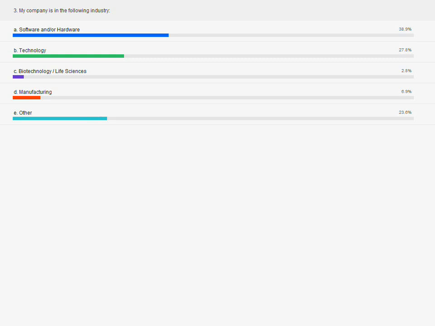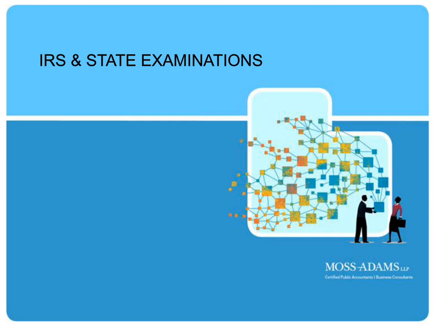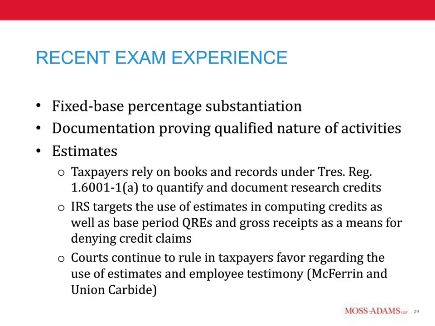So something that's always an area of concern is how the IRS and the states are going to be treating the R&D credit upon exam. So we'll have Travis take us through that. Travis? Sure, thanks. So IRS and state examinations, we want to talk about some of our recent exam experience. So the R&D credit is a very heavily scrutinized tax credit. As Tom mentioned earlier, it's one of the more lucrative credits, so it's really on the IRS's radar.